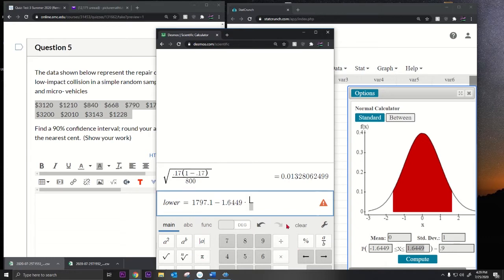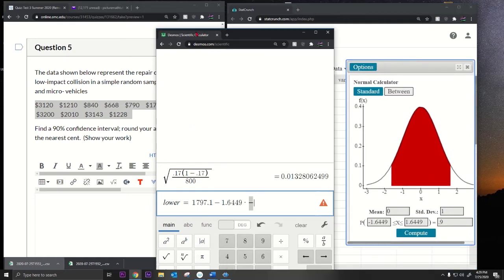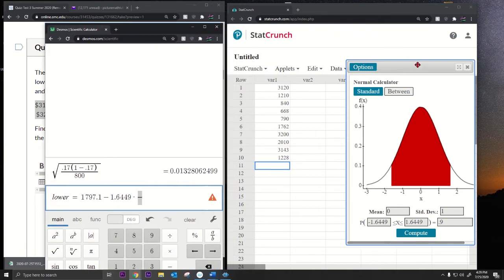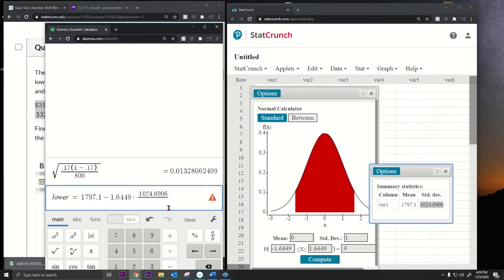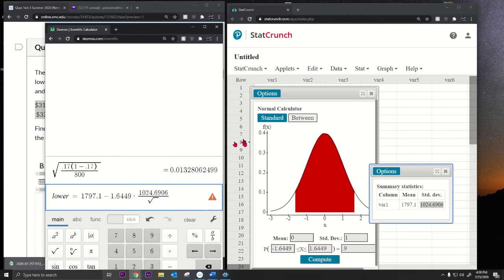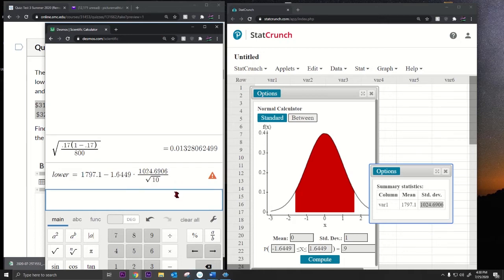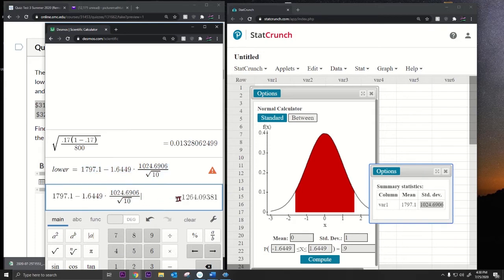So I'm going to say times fraction. I'm going to put the standard deviation, which was where? Somewhere in StatCrunch. There it is, 1024. I'm going to Control C that, Control V. I'm going to put the square root of n. The sample size was 10. So I'm going to put 10, and there you go. There's your lower bound. Press enter. It's not giving me an answer because I have lower. Control C, Control V. There's my lower bound, 1264.